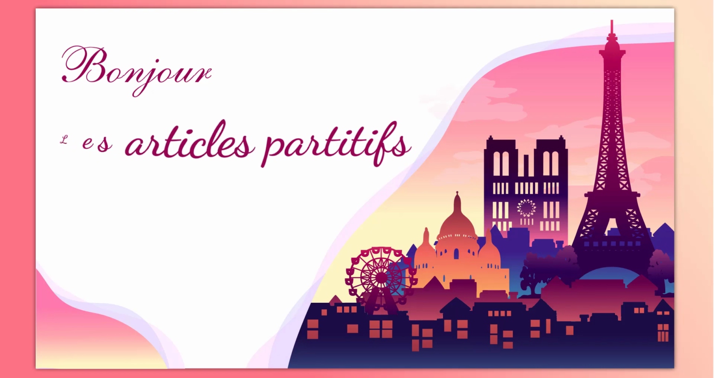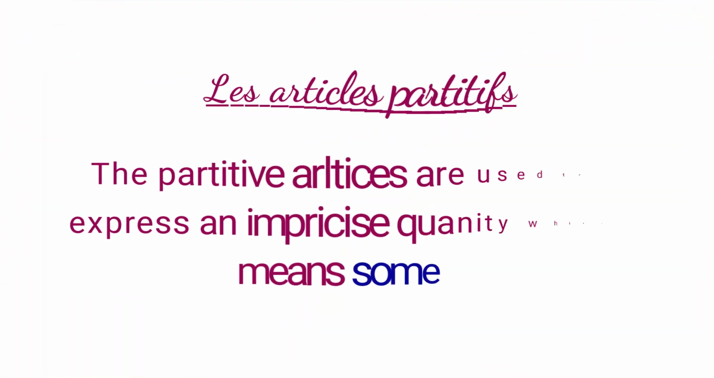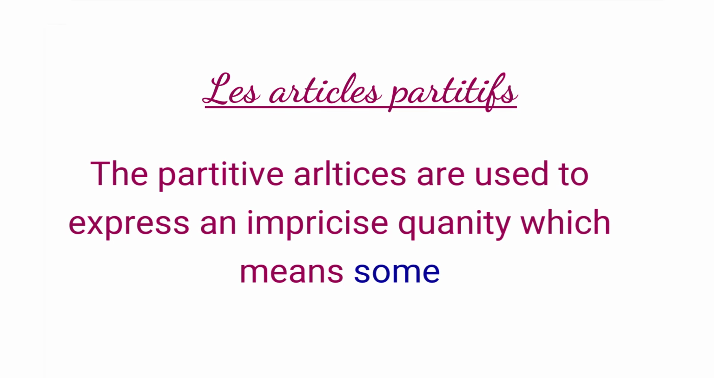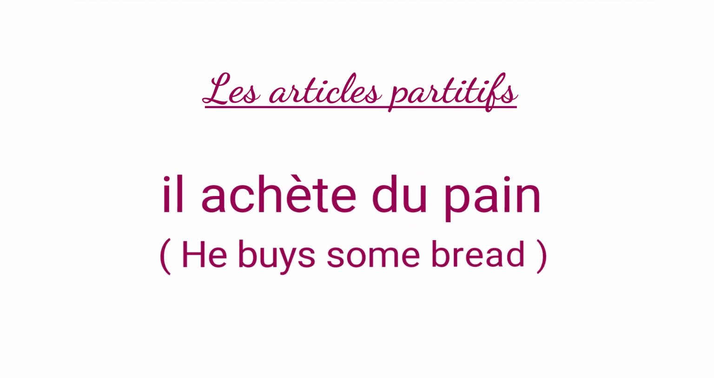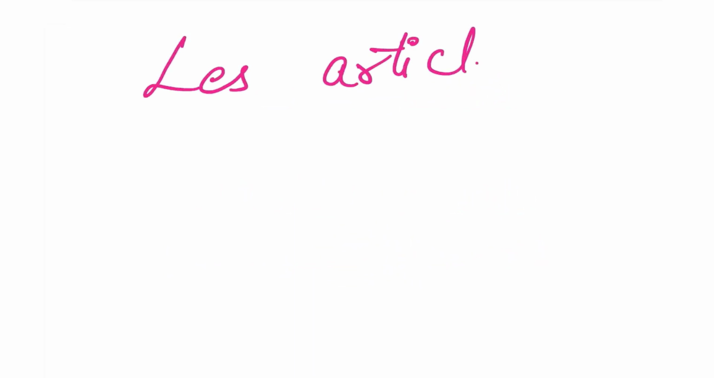So what are les articles partitifs? The partitive articles are used to denote an imprecise quantity, which means some. Il achète du pain. He buys some bread. So here the quantity of the bread is not mentioned, so here we have used some. So this some is what? Partitive article. Okay. So let's start with the topic les articles partitifs.